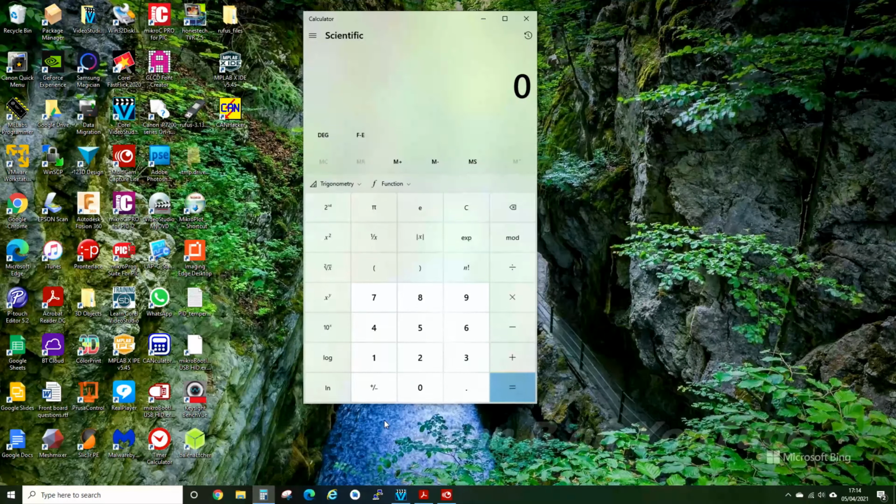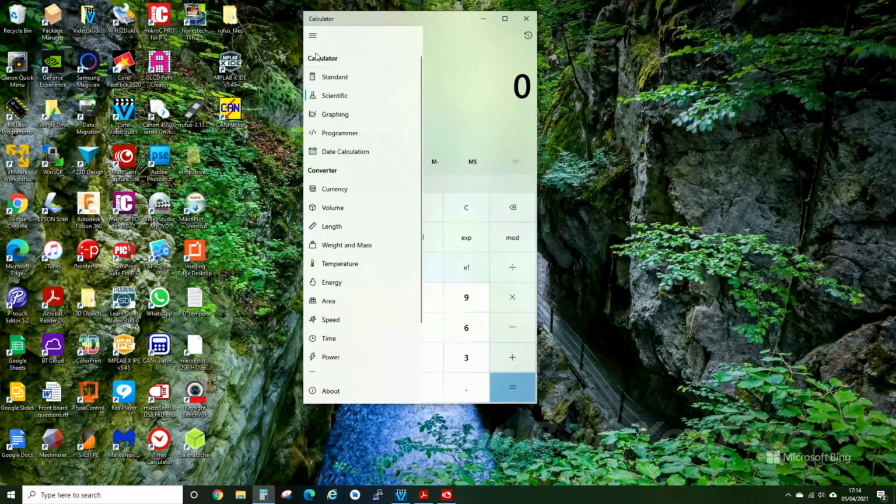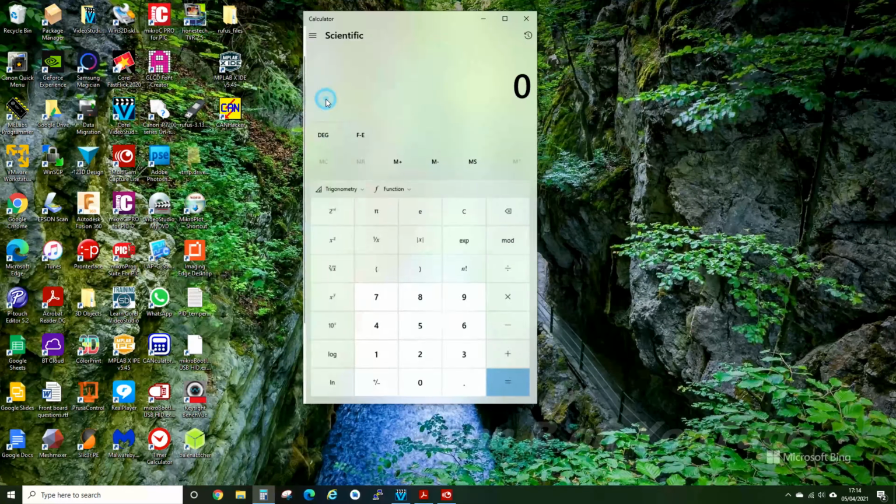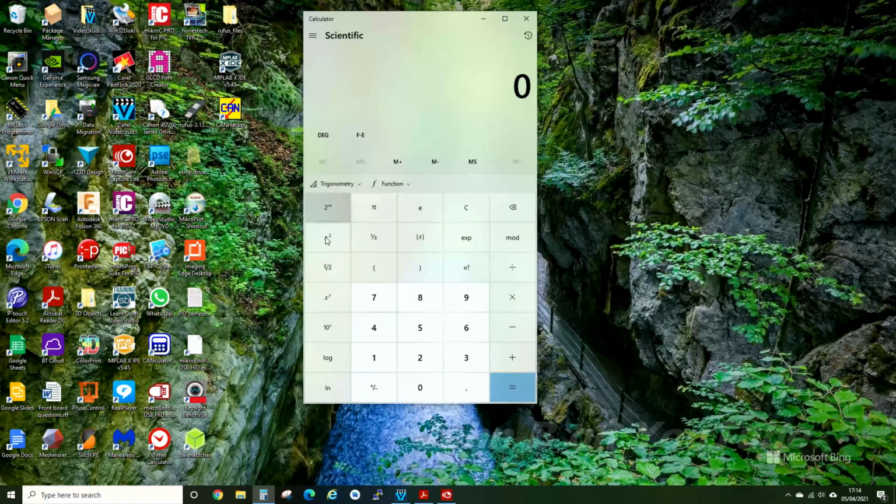So just before I go, here's a look at Windows Calculator. There's a standard view, scientific. I made a mistake earlier. I said x over y. It's y over x.